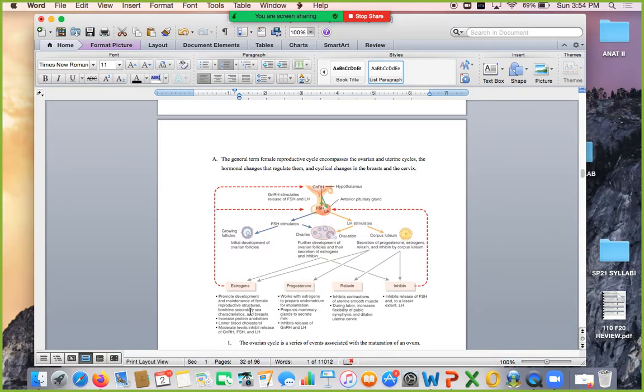Progesterone is going to work in concert with estrogens to help create a nice thick endometrium, a nice bloody endometrial layer to help have a nice warm bed for implantation, and also set up the mammary glands to start creating and secreting milk. It also inhibits the release of GnRH and LH, so it's also an inhibitor molecule.